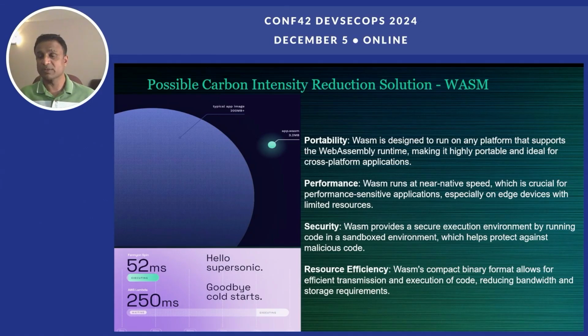WASM also provides a stringent security environment by running code in a sandboxed environment. WASM implementation can thrive on edge devices such as smart thermostats, security cameras, wearable health monitors, smartphones, and tablets that run apps and process data locally.